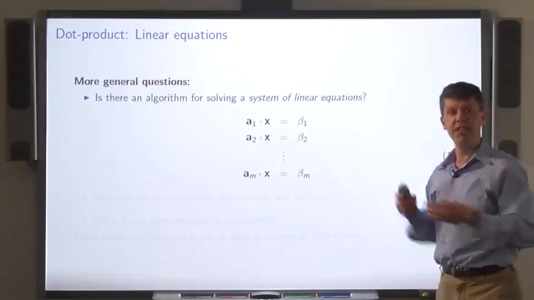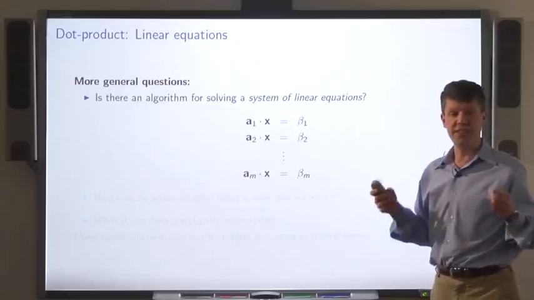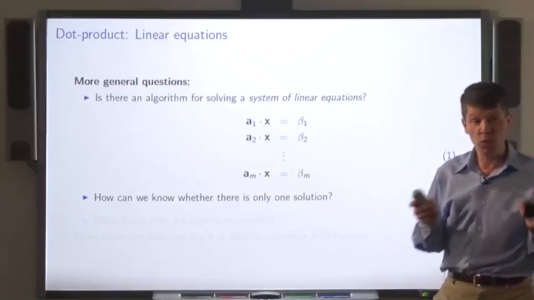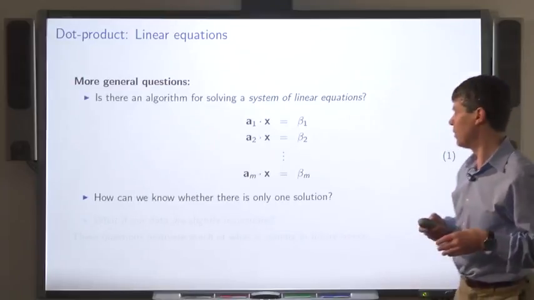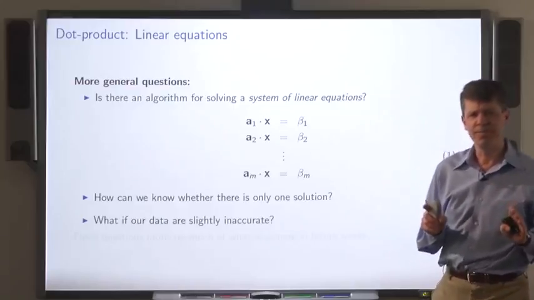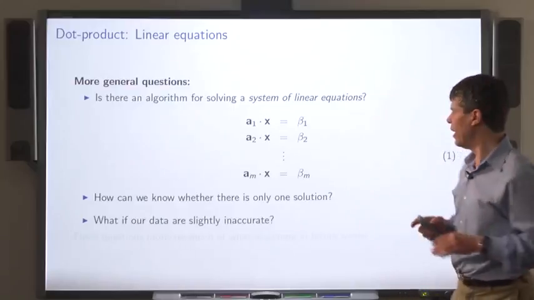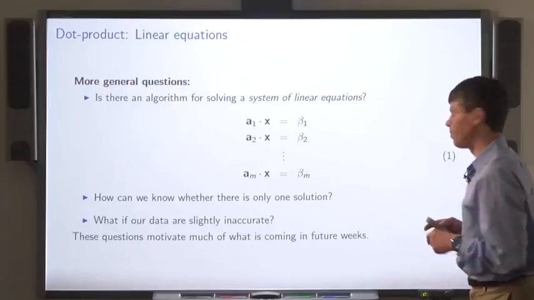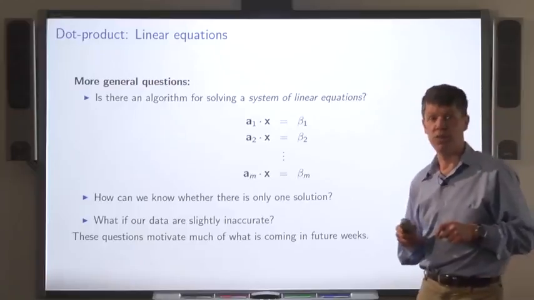given a set of linear equations like this, called a linear system, how do we know if there's only one solution? And what if our data are slightly inaccurate? Can we nevertheless get a solution that's very close to the true solution? So we'll have to wait on these questions.